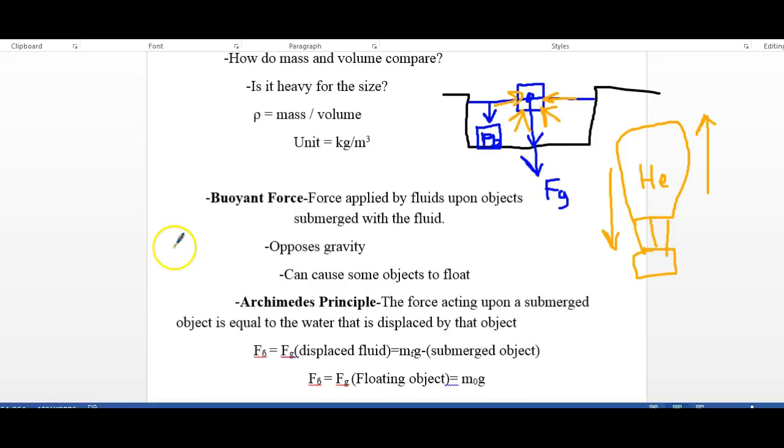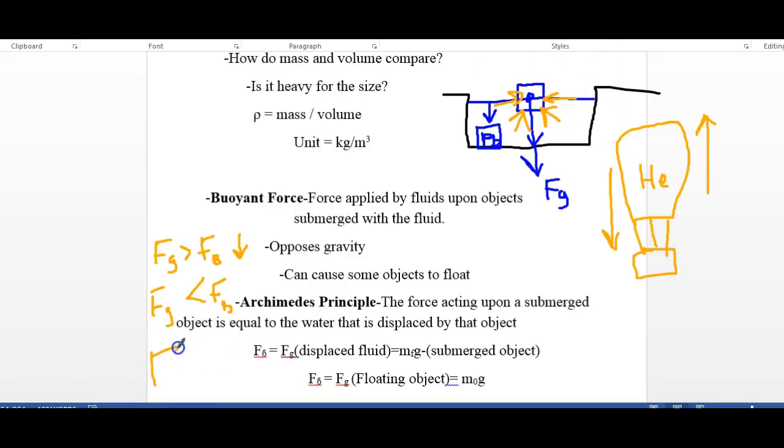And we kind of talked about that. So there's some conditions. If the force of gravity is greater than the buoyant force, F of B, what happens is it sinks. If the force of gravity is less than the buoyant force, F of B, it floats completely, way up on top of the water. It's not even in the water.